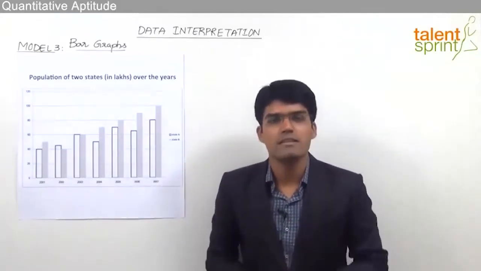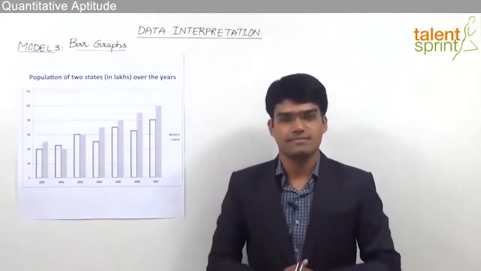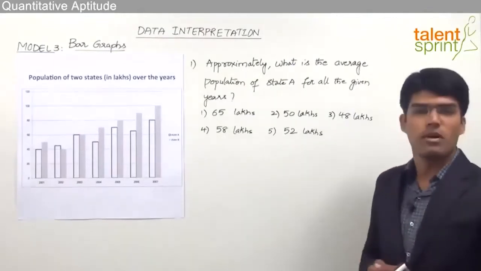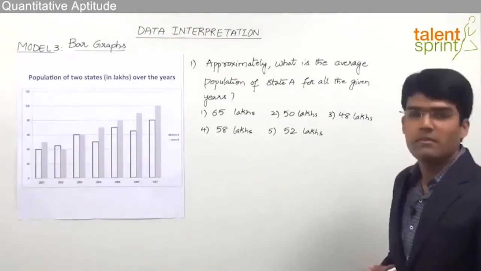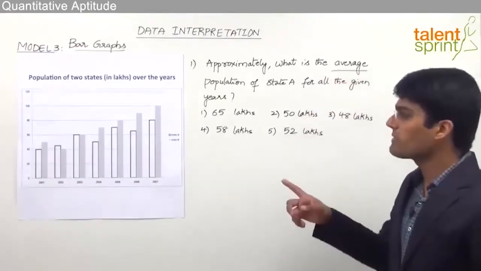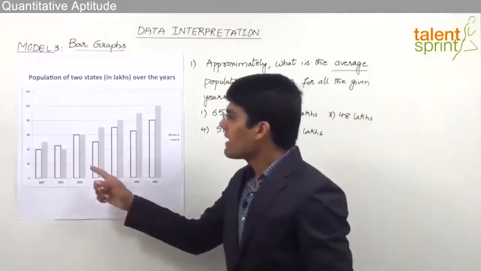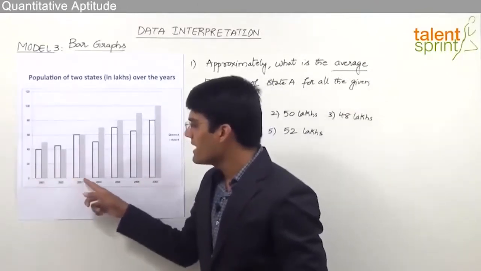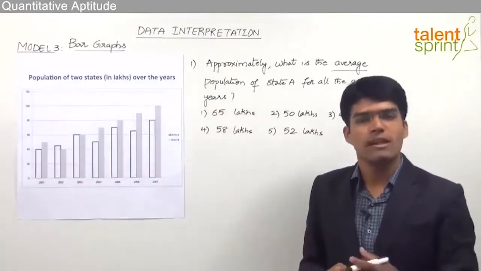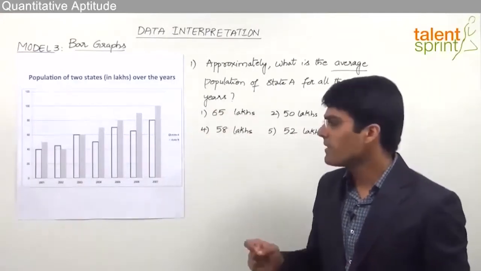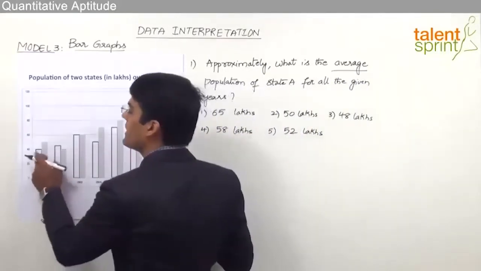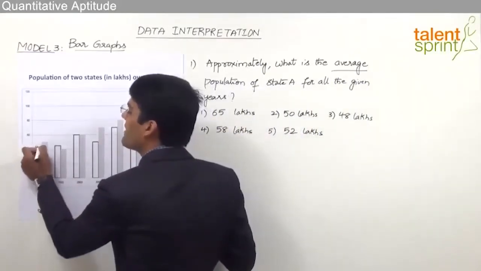Let us now take the various questions that have been asked with this given data. The first question given here is: approximately what is the average population of state A for all the given years? That's a very simple question where we have to find out the average population of state A. Now from the bar graph, we can find out the population of state A for each of the years, and then we can find out the average as the sum of all the values divided by the number of values. So let us first understand what is the population of state A for each of these years. Now in the first year 2001, A is 40. We can directly take it as 40.